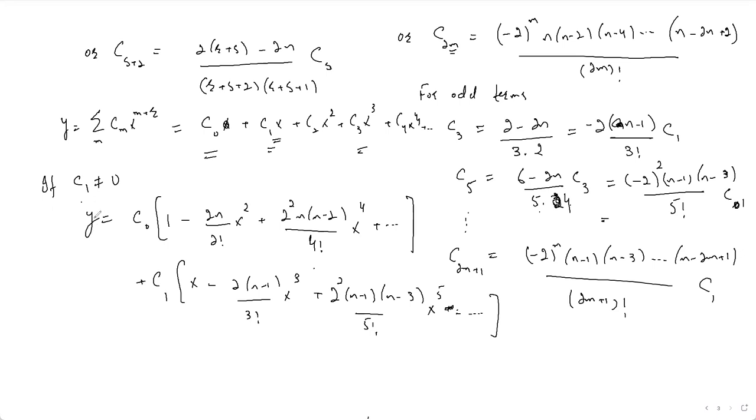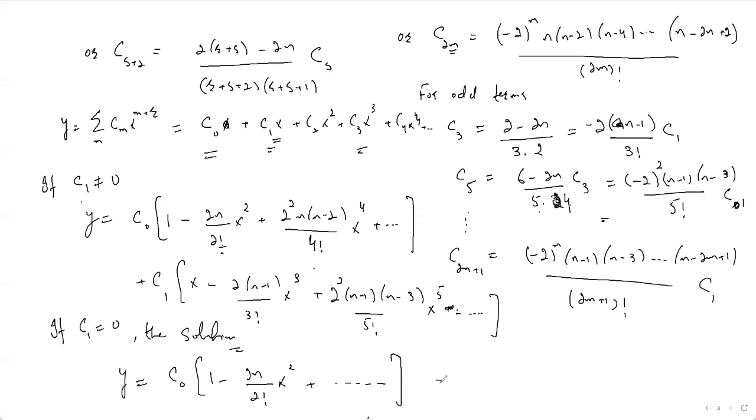Now I will consider the case if C1 is equal to 0. If C1 is equal to 0, then the solution will simply be this, because C1 makes all these odd terms 0. Then y is equal to C0 times 1 minus 2n by 2 factorial x square plus other terms, and I will let that be equal to y1. Say the first solution is y1.